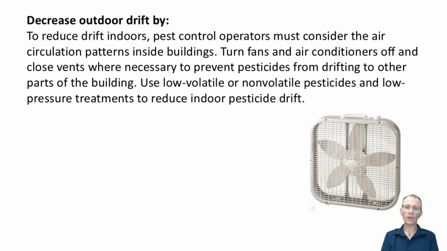We can also decrease drift by thinking about indoor applications. To reduce drift indoors, pest control operators must consider the air circulation patterns inside buildings. Turn fans and air conditioners off and close vents where necessary to prevent pesticides from drifting to other parts of the building. Use low volatile and non-volatile pesticides and low pressure treatments to reduce indoor pesticide drift.